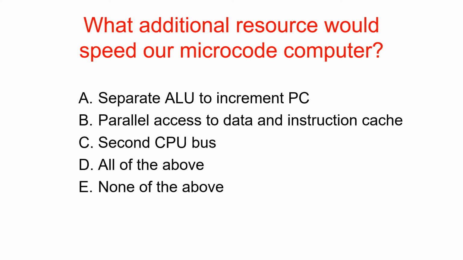The answer is D, all of the above. A separate arithmetic logic unit could be used to just increment the program counter. We could have the separate data instruction cache as shown previously. And we have that second bus that we showed earlier that copies the results from the result register back to the user register.